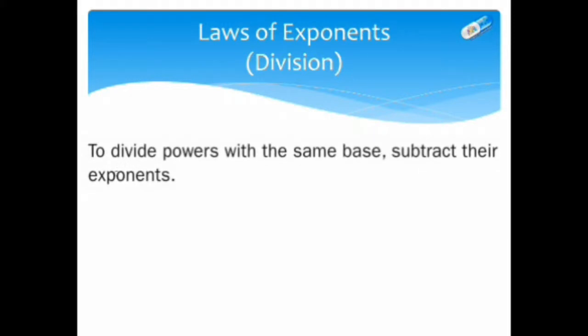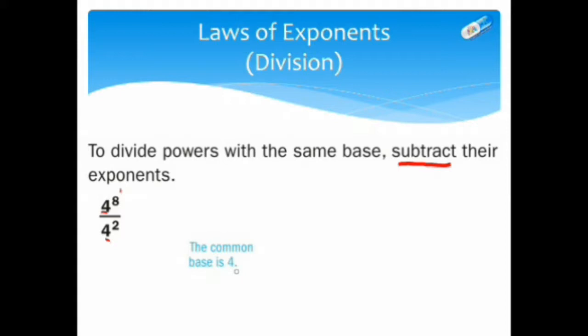Another law of exponents is for division. It says that to divide powers with the same base, we subtract their exponents. So again, in multiplication, we add their exponents. In division, we subtract their exponents. An example for this, 4 power 8 over 4 power 2. Look here again, we have the same base, 4 and 4. So the common base is 4.